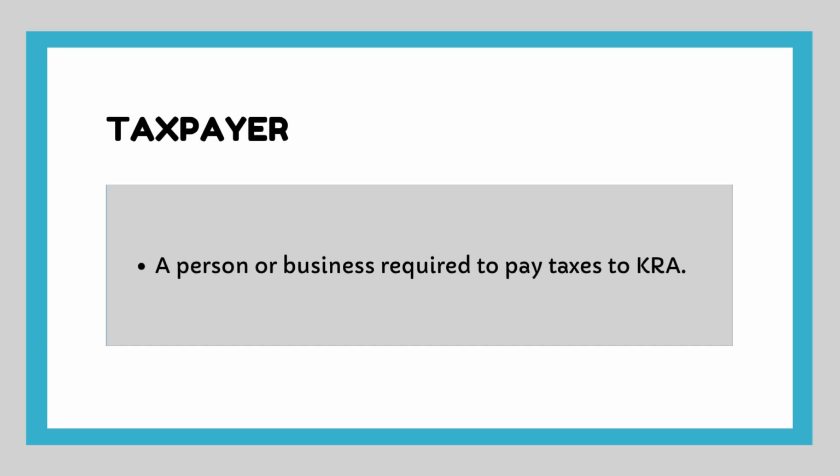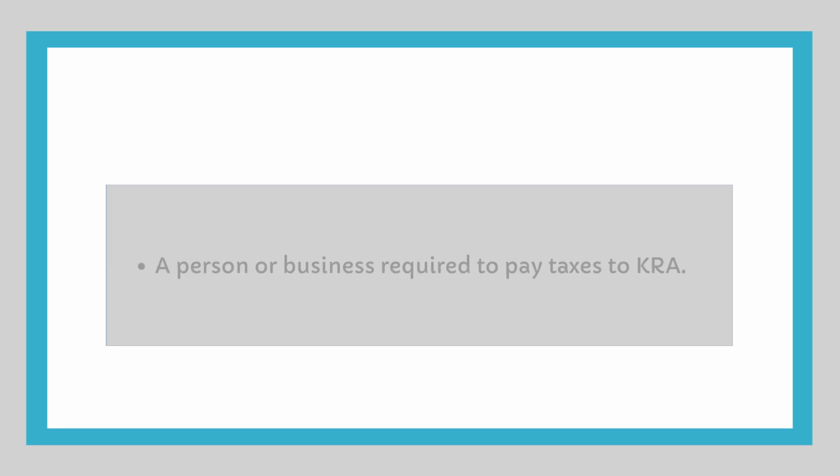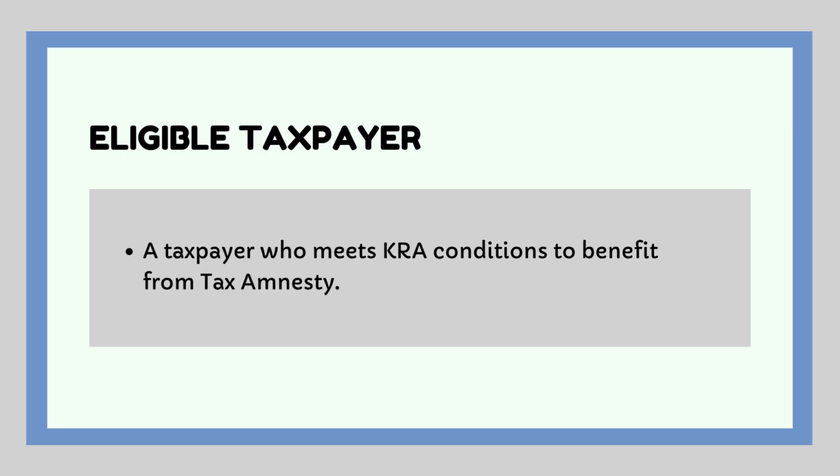Number two, we have a taxpayer. A taxpayer is a person or a business with a KRA PIN number that is required to pay taxes to Kenya Revenue Authority. Then we have eligible taxpayer. An eligible taxpayer is a person or a business that meets the conditions set by the Kenya Revenue Authority to benefit from the tax amnesty program.